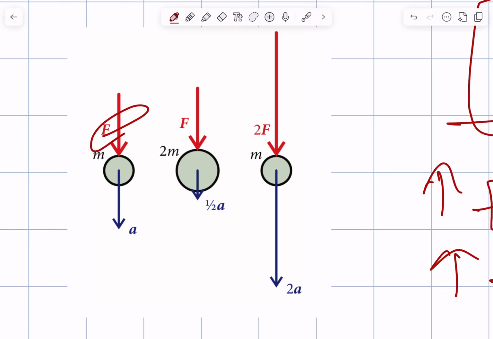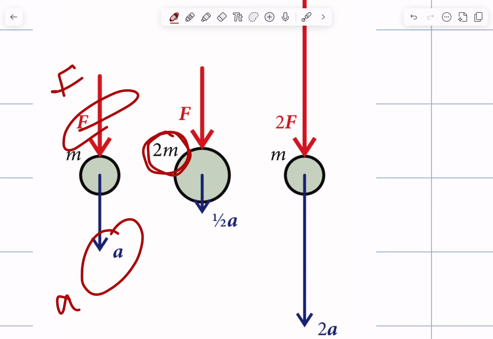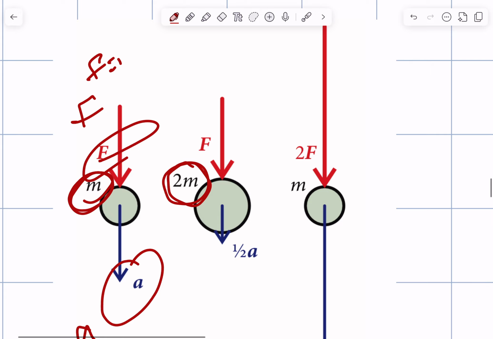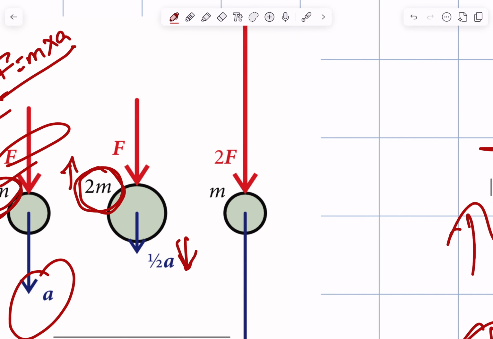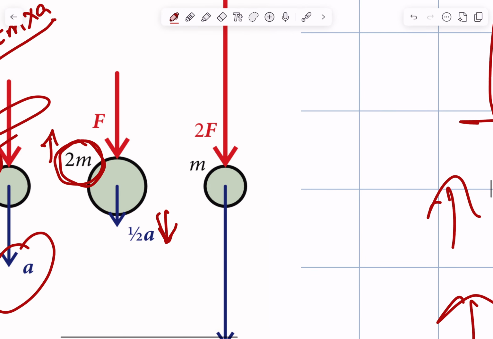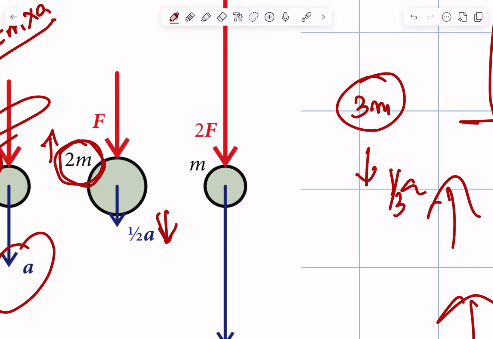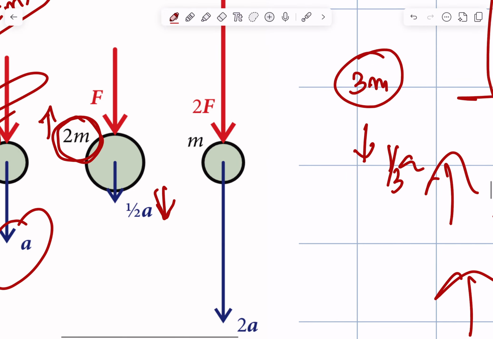Now here you see there is force F, and acceleration is also a. Simple. The mass is m here, so F equals m a in the first condition. In the second condition, you see the mass is raised by 2 times, so the acceleration is decreased to half. In the same way, if I have a mass of 3m, the acceleration will decrease to one third.